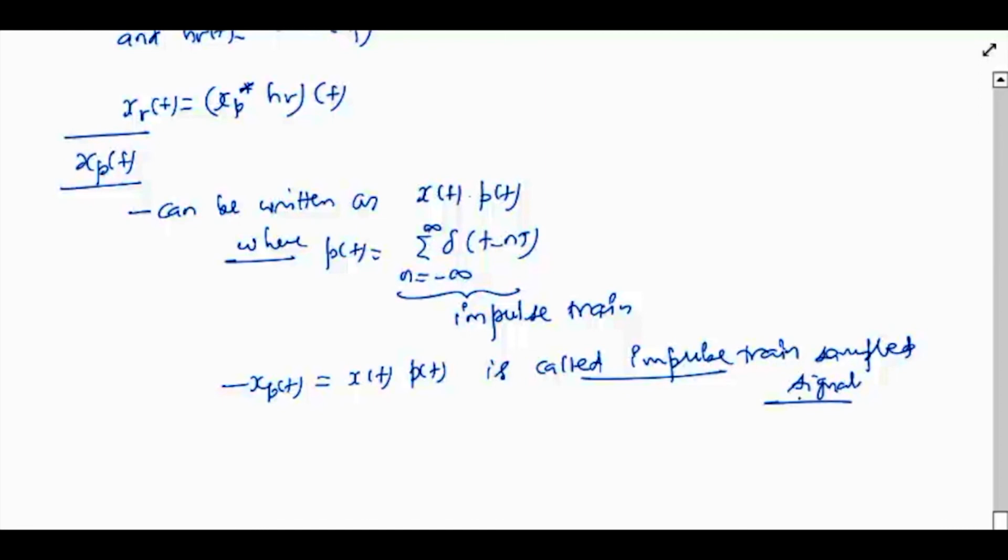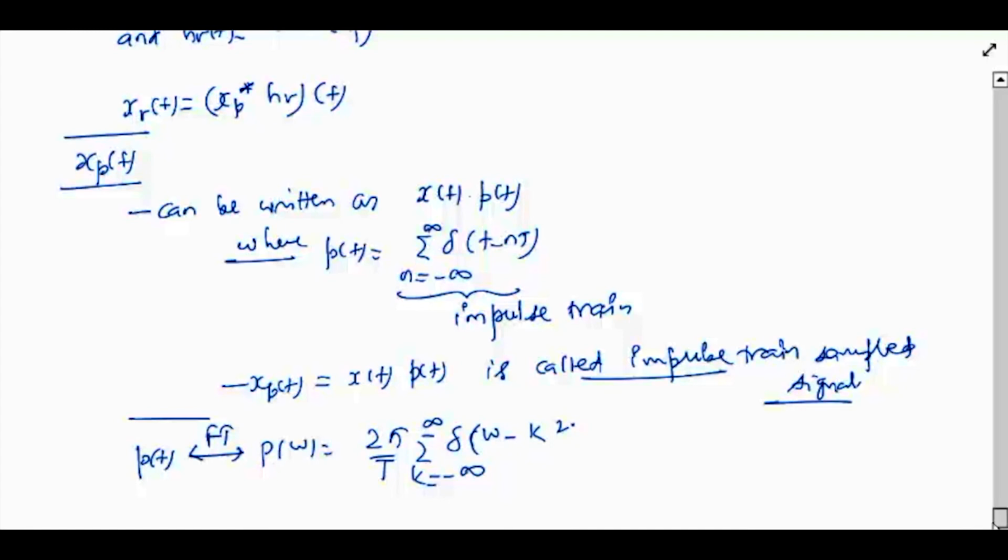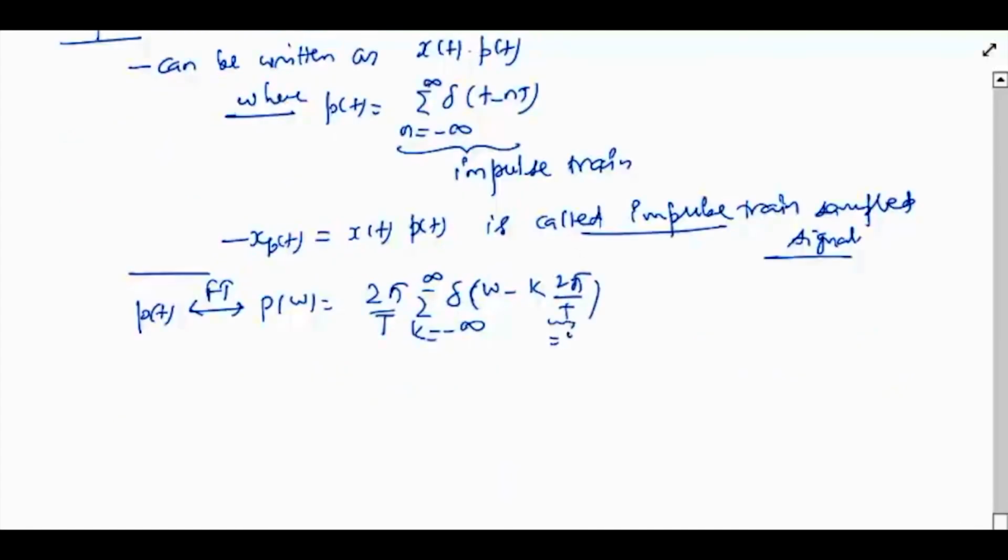Further notice that p(t) is a periodic signal, and we can write its Fourier transform using the theory that we have learned earlier to be the following. So p(t) Fourier transform is, let's say P(ω) is 2π by T, sum over k equals minus infinity to infinity of δ(ω − k 2π/T), which is ω_s. Moreover, I can use the convolution property of Fourier transform to compute X_p(ω) to be equal to 1 over T, sum over k equals minus infinity to infinity of X(j(ω − kω_s)).